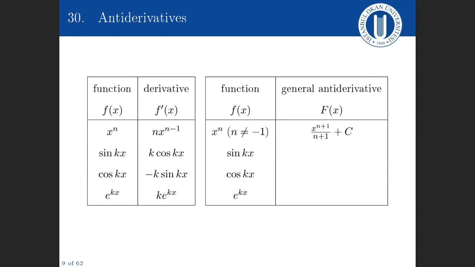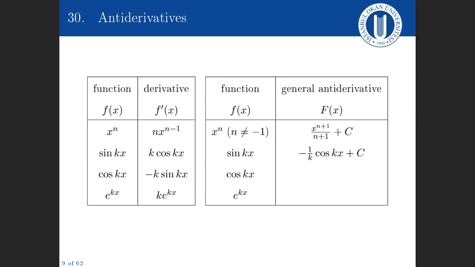Now, let's go down to the second row. What is an antiderivative of sine kx? Well, we know if we differentiate cos kx, we get minus k sine kx. So going backwards, we would go from sine to minus cos. And instead of multiplying by k, we're going to be dividing by k. General antiderivative of sine kx is minus 1 over k cos kx plus c.